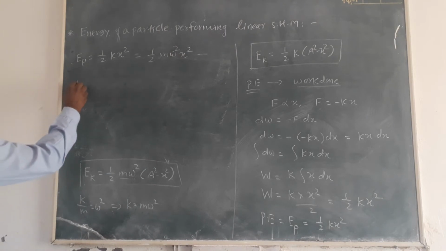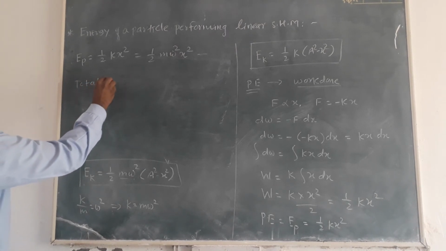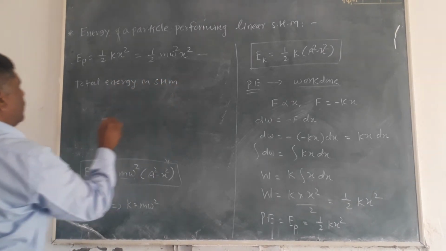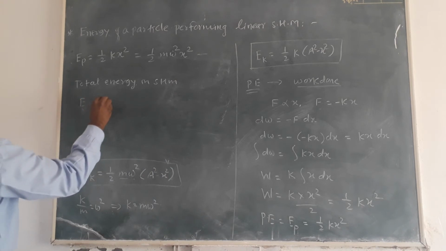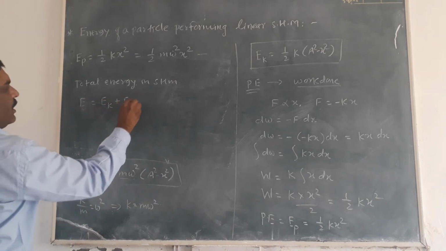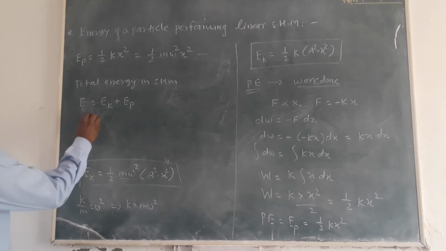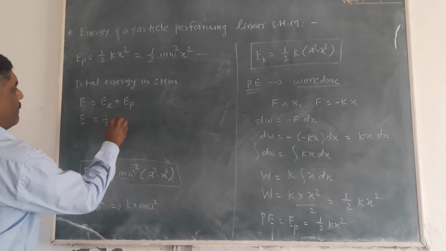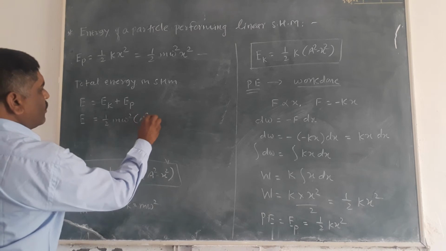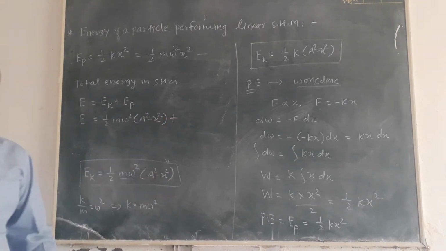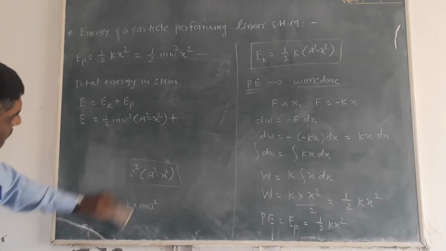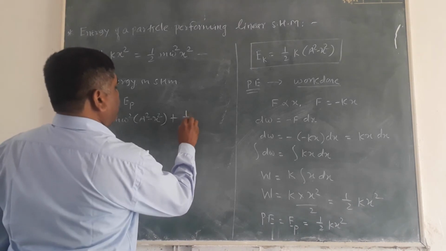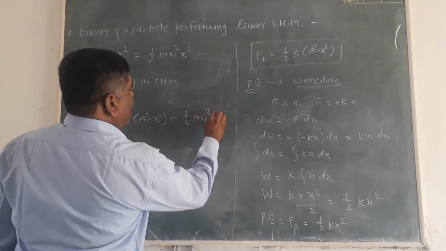Now we calculate the total energy. Total energy in SHM is equal to Ek plus Ep. Therefore, put the value of Ek, that is half m omega square into a square minus x square, and the value of potential energy, that is half m omega square x square.